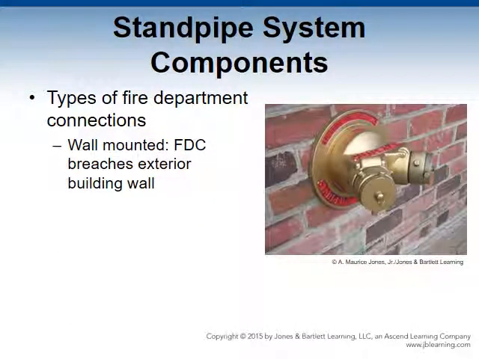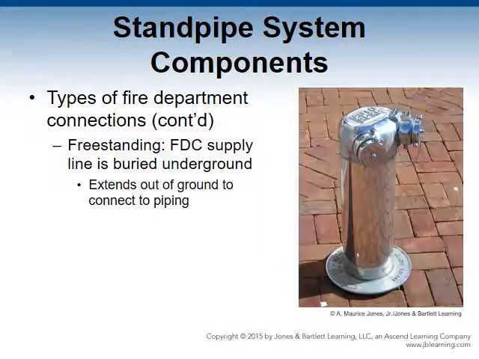As seen here, the wall-mounted FDC breaches exterior building walls. Freestanding: the FDC supply pipe is buried underground. Once the pipe reaches the right location, it turns up and extends out of the ground to where the FDC coupling attaches to the piping.